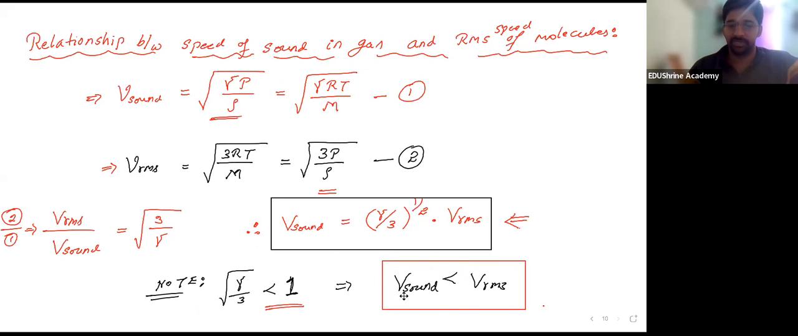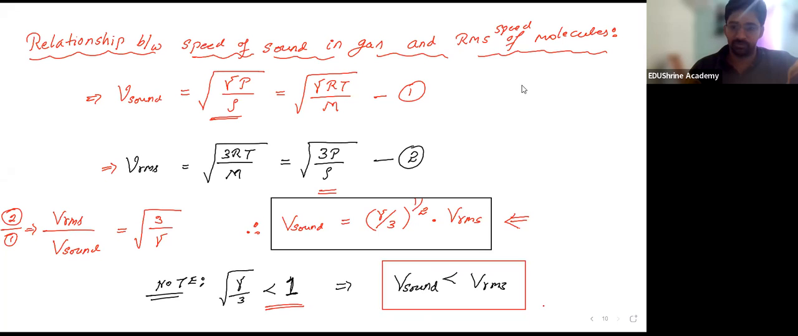So the speed of sound is always lesser than the RMS speed because this gamma by 3 value comes lesser than 1 only. Whatever value you substitute for gamma, like you can choose 7 by 5 or 3 by 2 or 5 by 2, the value comes lesser than 1 only. Hence, its value will always be lesser. Yes, I hope you understood today's lesson.